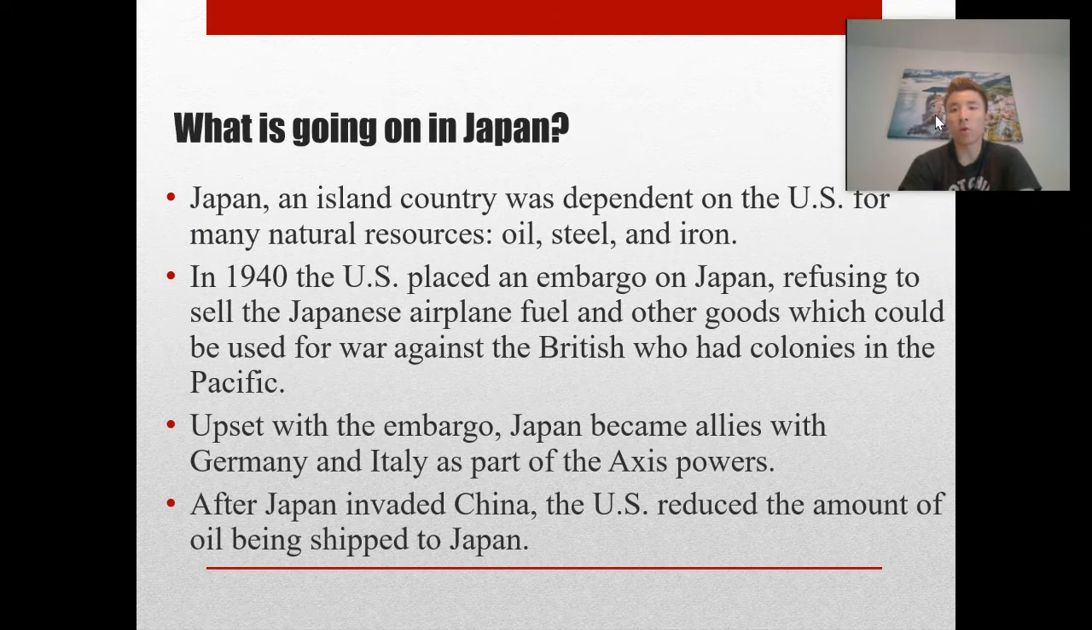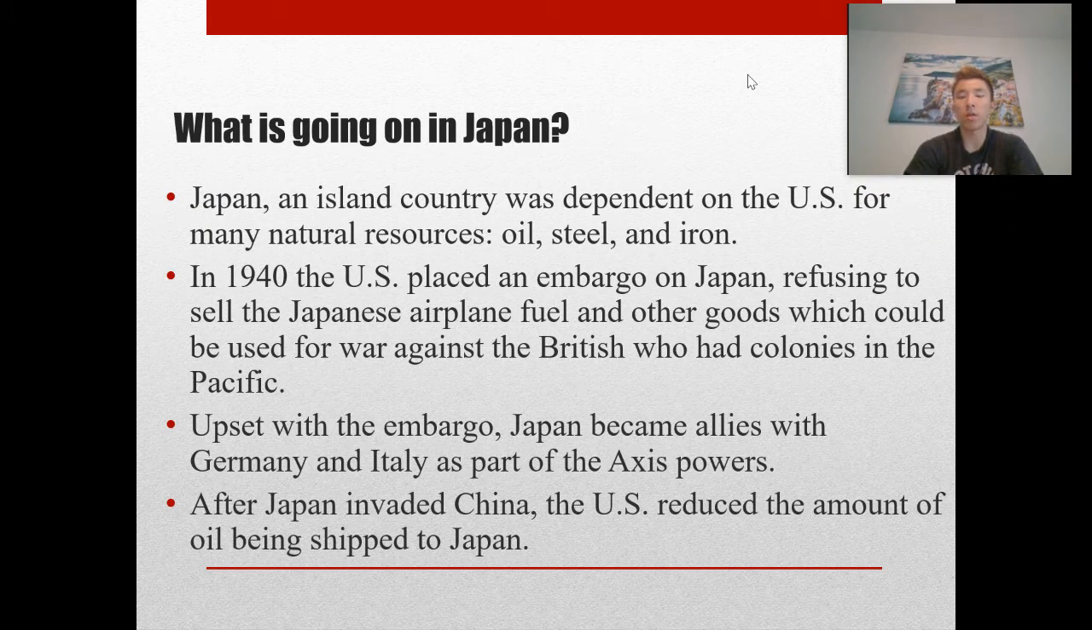So, of course, if we know a little bit about U.S. history, we know in World War II that the United States is going to go to war against Japan. So, why exactly is that?